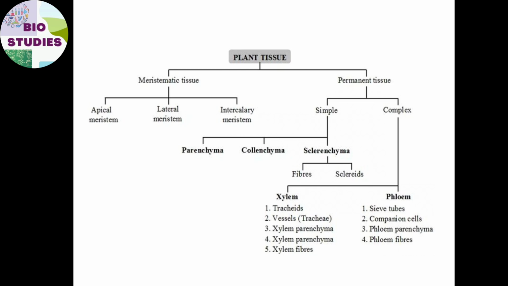Before starting, I am telling you about a flow chart of plant tissues. It's a very interesting chart. Plant tissues divide into meristematic tissues and permanent tissues based on whether the cells being formed are capable of dividing or not, right? And then the meristematic tissues, based on their location and function, are further divided into apical, lateral and intercalary meristem. In this lecture, our main focus is on meristematic tissues. So let's begin.